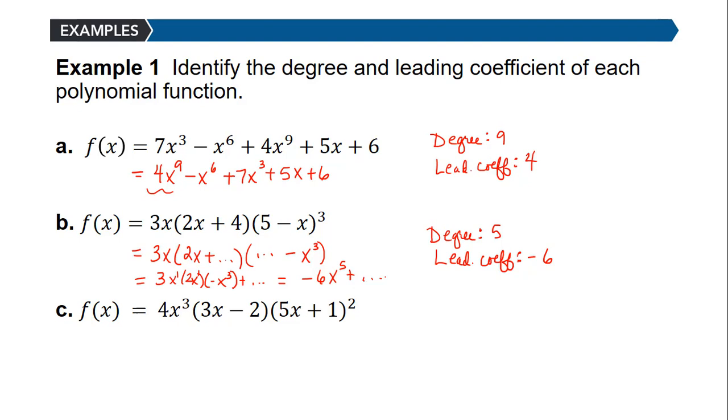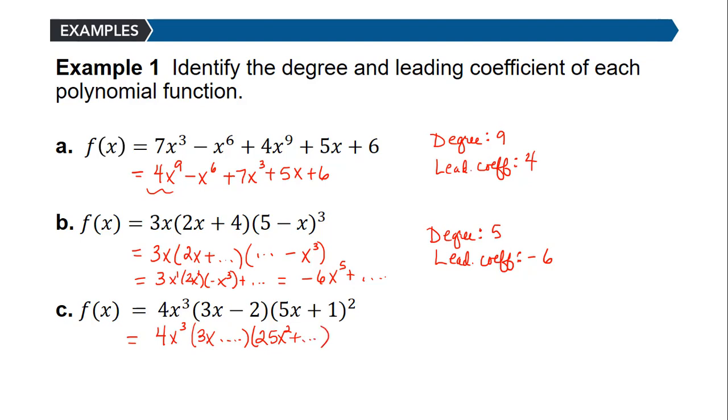Part C, f of x equals 4x cubed times 3x minus 2 times 5x plus 1 all squared. Again, this is in factored form. We identify the leading term of each of those factors and apply any exponent to it. The 3x minus 2 is just a linear factor, so only the 3x is going to be coming out from that. 5x plus 1, that is a squared factor, so we would have to square 5x to get 25x squared.